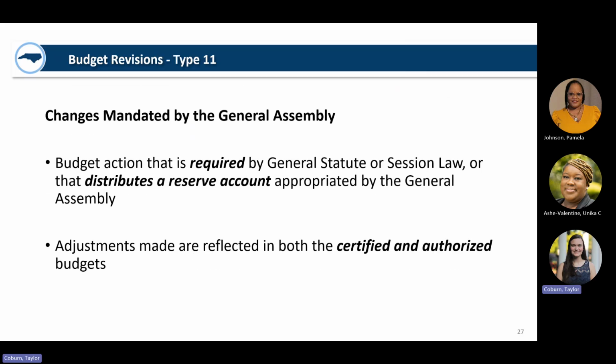The first type of revision is the Type 11 revision. These revisions should be completed for actions that are required by law, which may include distributions from reserves appropriated by the General Assembly. These revisions will be reflected in both your authorized and certified columns on your budget reports.